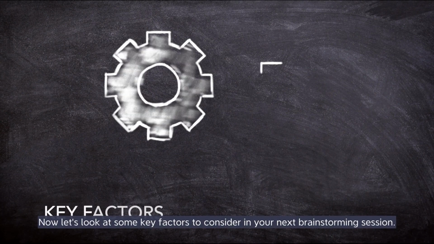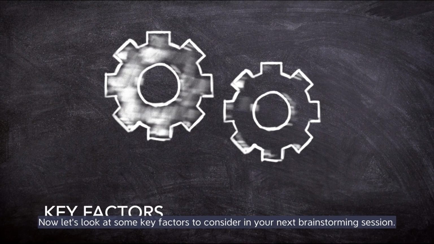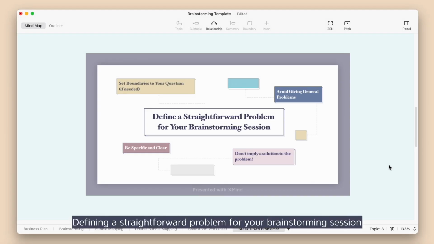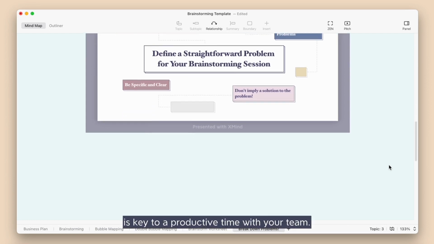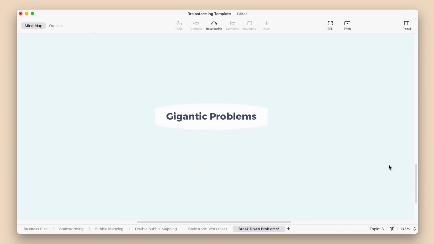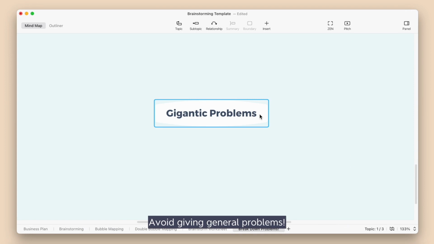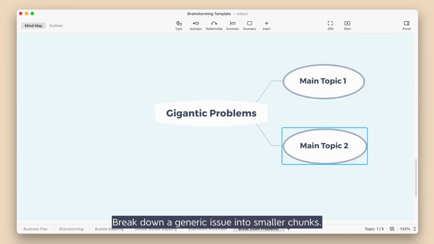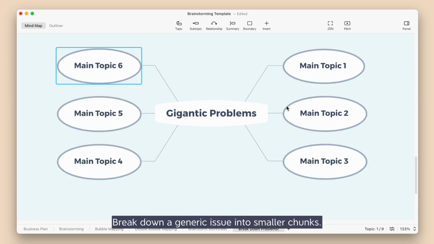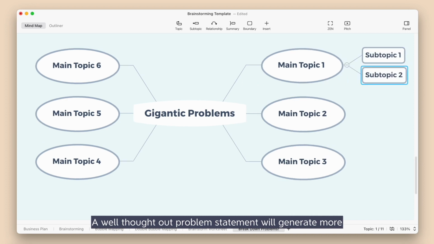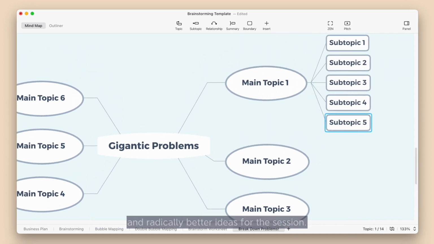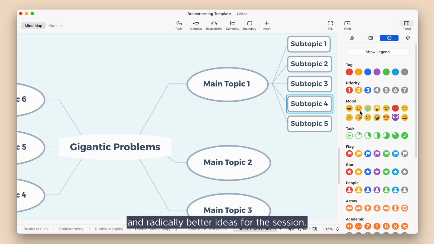Now let's look at some key factors to consider in your next brainstorming session. Defining a straightforward problem for your brainstorming session is the key to a productive time with your team. Avoid giving general problems. Break down a generic issue into smaller chunks. A well thought out problem statement will generate more and radically better ideas for the session.